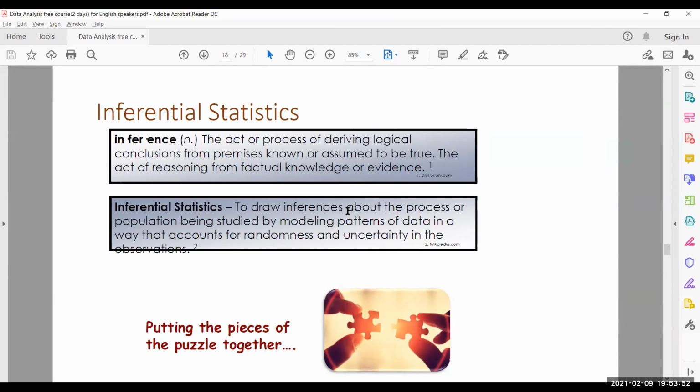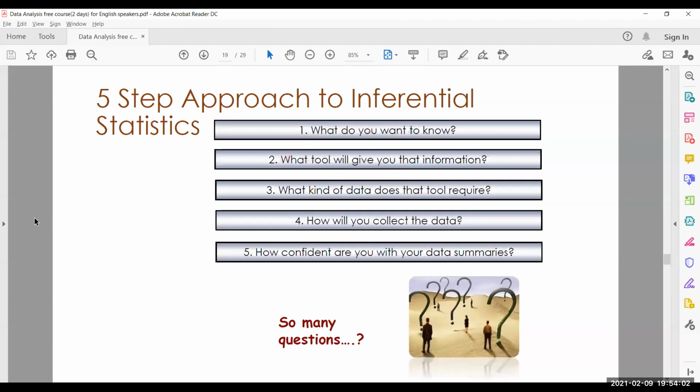And we can take this uncertainty into consideration when we are analyzing the data. So statistics takes care of everything. No worries here. I will not go through the 5 steps approach to inferential statistics. We are running out of time.